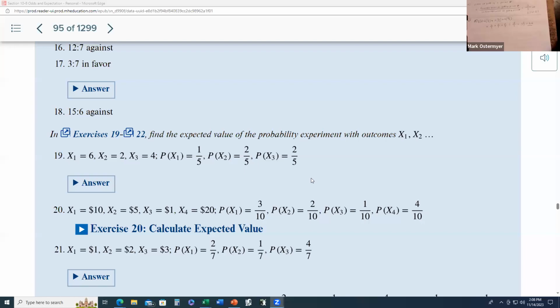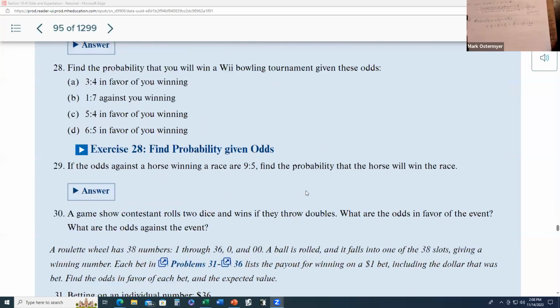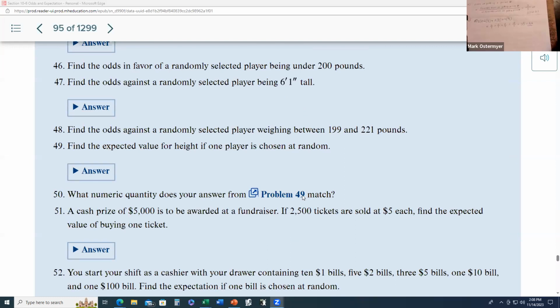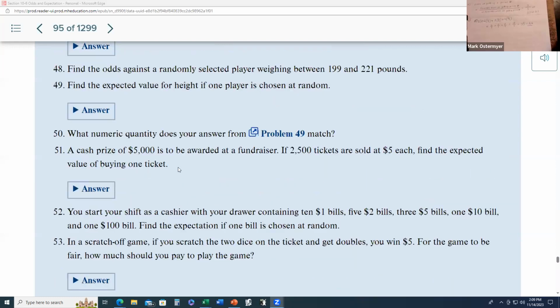All right, let's go on down to number 51. A cash prize of $5,000 is to be awarded at a fundraiser if 2,500 tickets are sold at $5 each. Find the expected value of buying one ticket. So on average, if we were to play this game many times and buy one ticket, what would be our average net winnings for this game? Go ahead and see if you can compute that expected value, number 51.